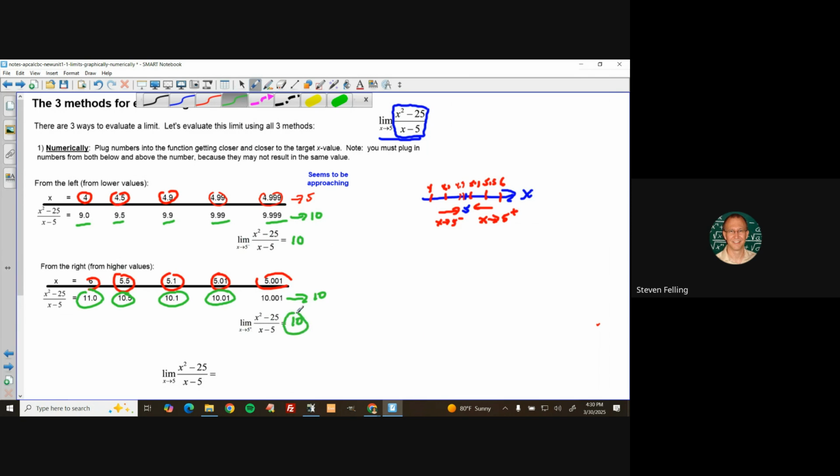And since both of those right and left sided limits, sometimes called the left hand limit and the right hand limit, are approaching the same number, then we can declare the limit without specifying a direction is just equal to 10. All right, so that's the idea of a limit.